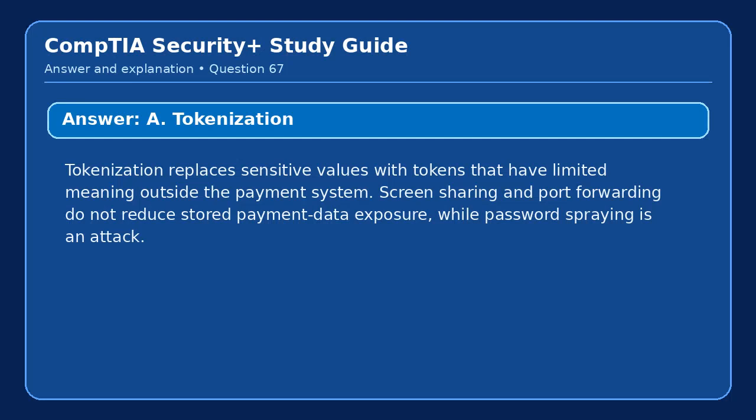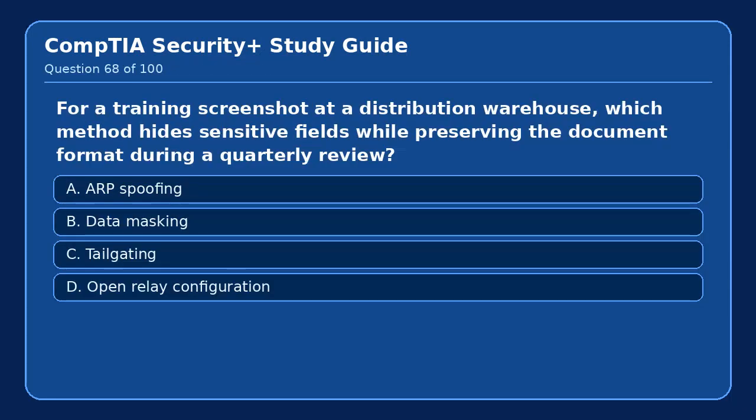Question 70. A user at a payment processor receives an email urging immediate password verification through a lookalike login page. Which attack is most likely after a recent audit finding? A. Smurf attack. B. Bluejacking. C. Phishing. D. Port scanning. Take a moment to choose your answer.